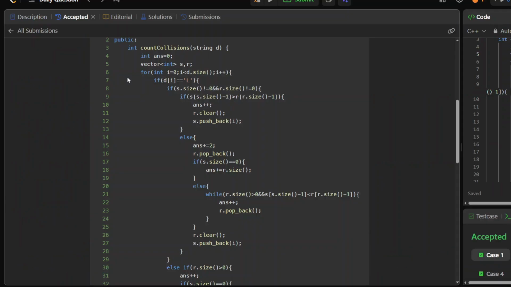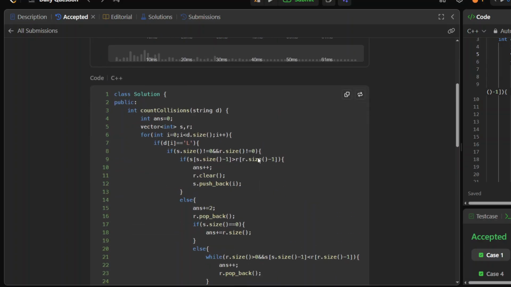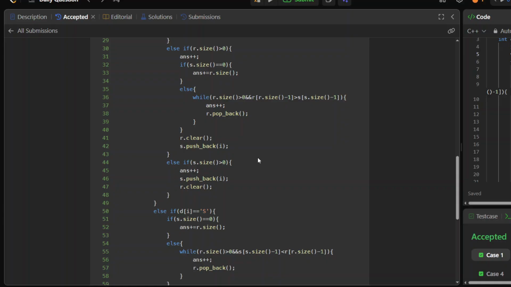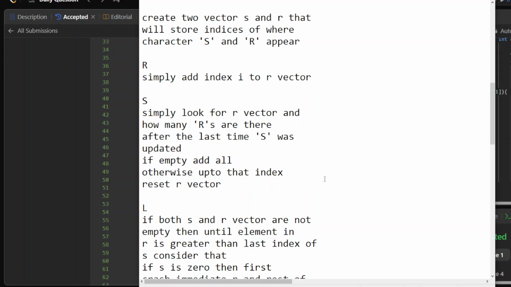So if you see the code, it becomes a little bit longer in length, but if you consider the cases carefully, it is very easy to code. What we have done over here is that we have created two vectors, vector R and S, that will store the indices of where characters R and S are appearing, right? Just simply listen to it. You will grasp what all cases are to consider and it will be easy for you to code.